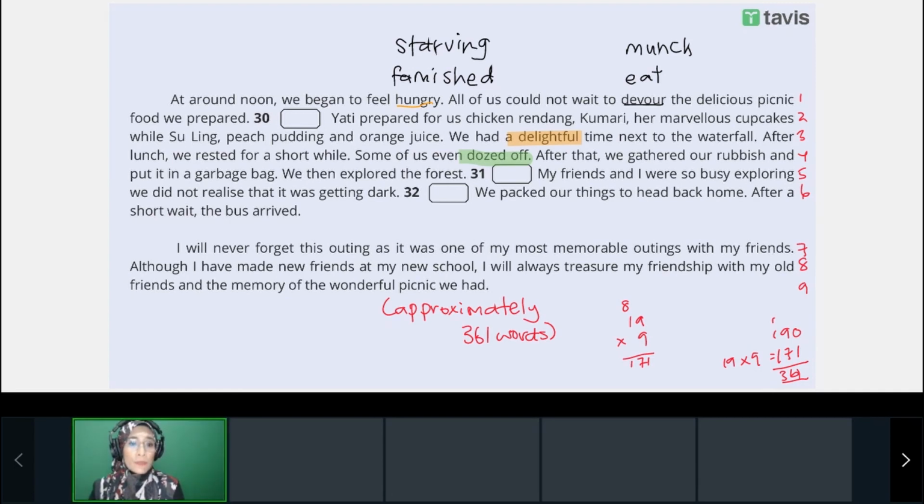All right, so then they gathered rubbish and they went to explore the forest as well. And lastly, I will never forget this outing. So this is a conclusion already. They just want to summarize, or the writer wanted to summarize the journey that they had. So I will never forget this outing as one of the most memorable, right? Because the story is about her most memorable trip. So my most memorable outings with my friends, although I have made new friends at my school, I will always treasure my friendship with my old friends and the memory of the wonderful picnic we had.